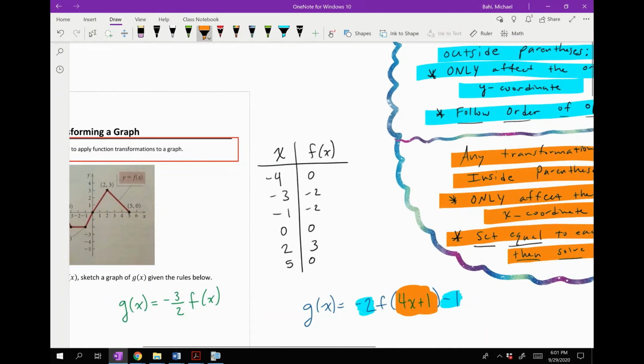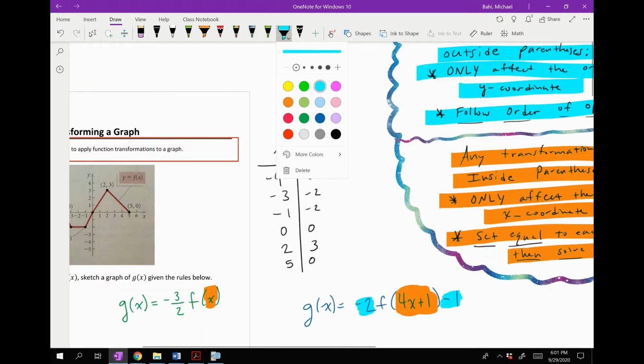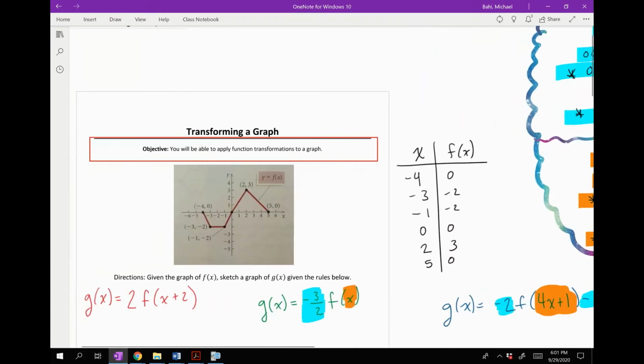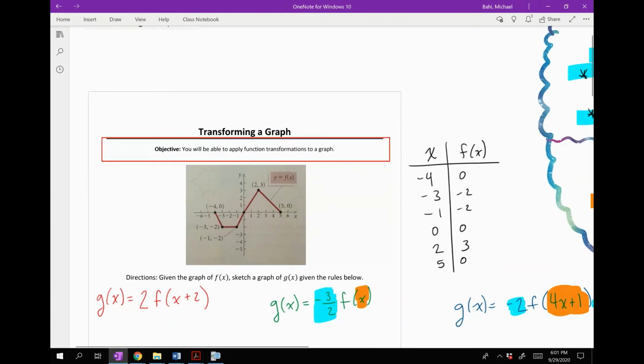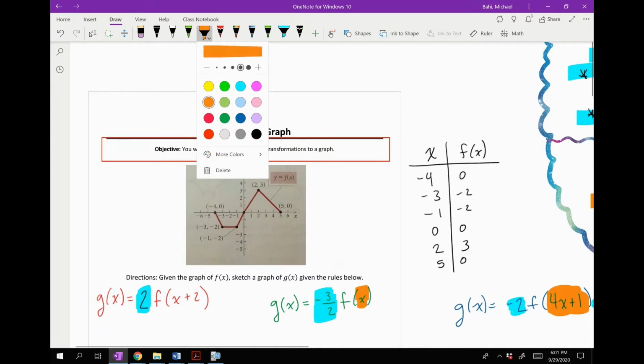Let's highlight over here. In orange, in the parentheses, I have nothing. In these parentheses, this is a hint that the original x values are not going to change with these transformations. And then we have times -3/2 in the front. And for this one, the only thing I have outside the parentheses is this 2, and the only thing I have inside of parentheses is this x plus 2 part.